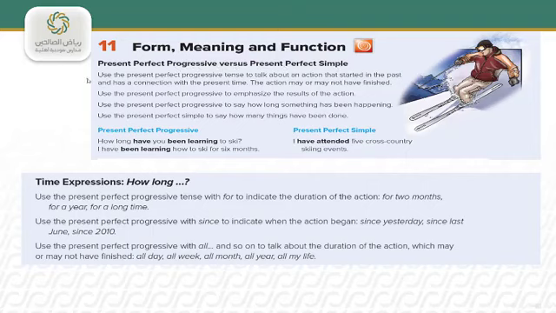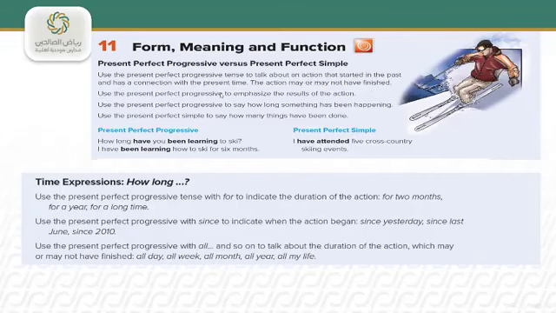The first difference is: use the present perfect progressive tense to talk about an action that started in the past and has a connection with the present time. The action may or may not have finished. It may be finished or may have not been finished.